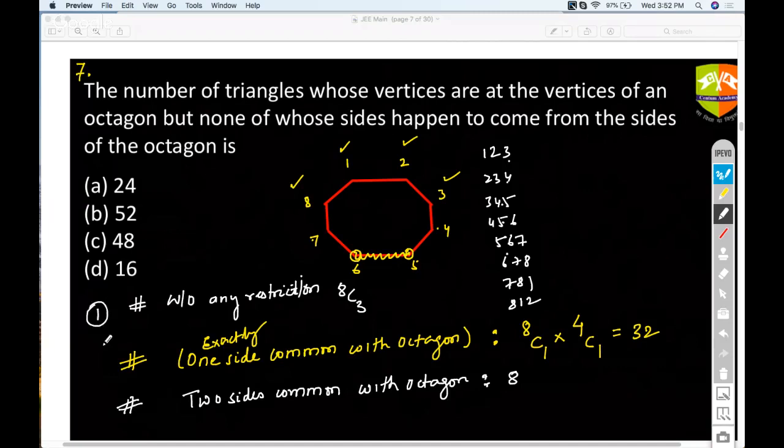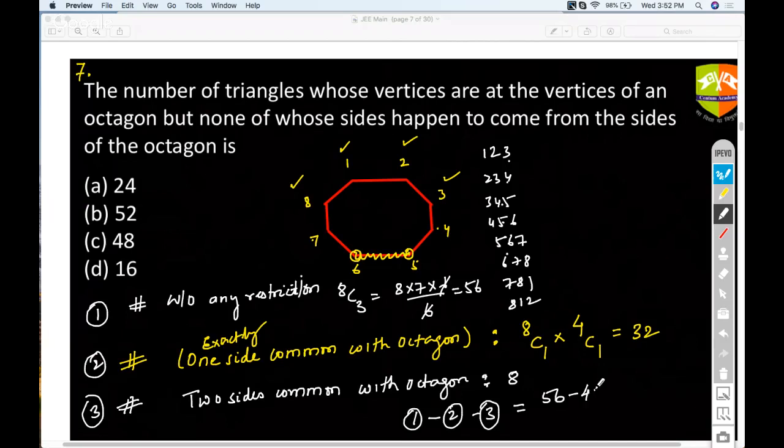So now what I have to do is subtract 2 and 3 from 1 to get exactly those triangles which have no sides common with the octagon. So that's going to be 8C3, which is 8 into 7 into 6 by 6, which is going to be 56. So 56 minus 40 is the answer, and that's going to be 16. So option number D is correct. Cool?